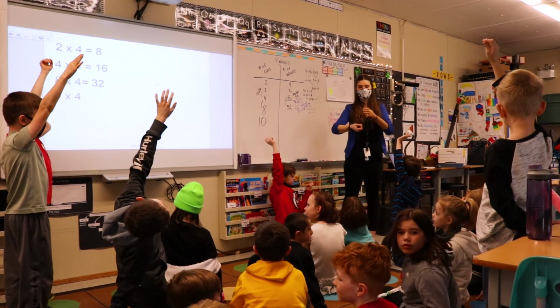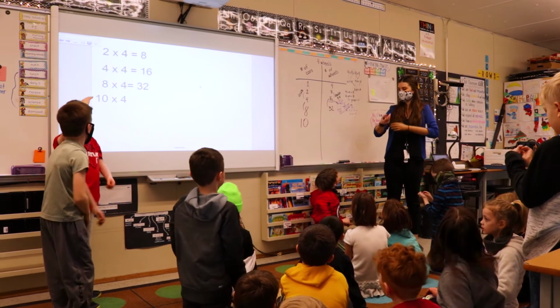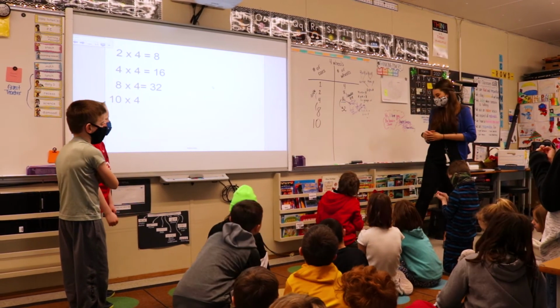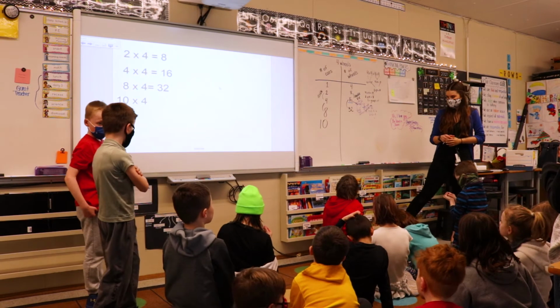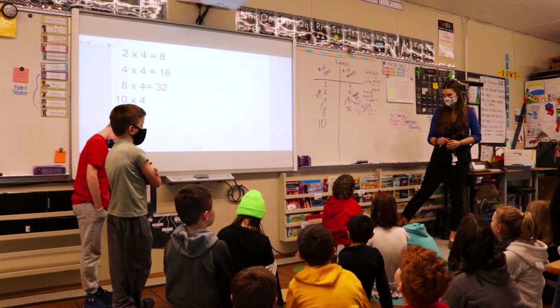All right, Tobin. All right. Chase, I haven't heard from you yet today. Tell me how you figured out how many wheels 10 Lamborghinis would have? I figured it out because 10 fours is 40 and 4 tens is 40.